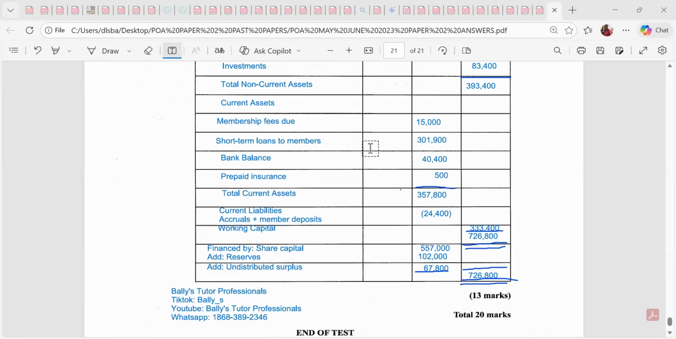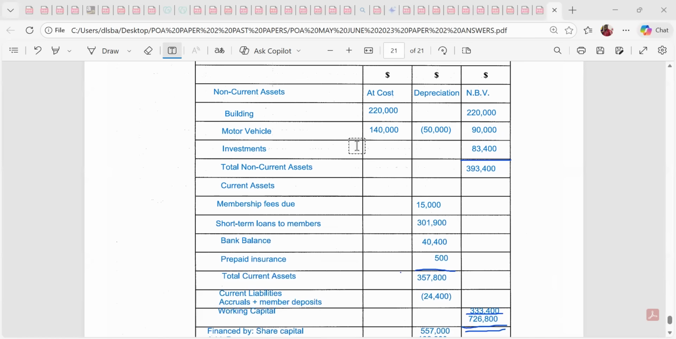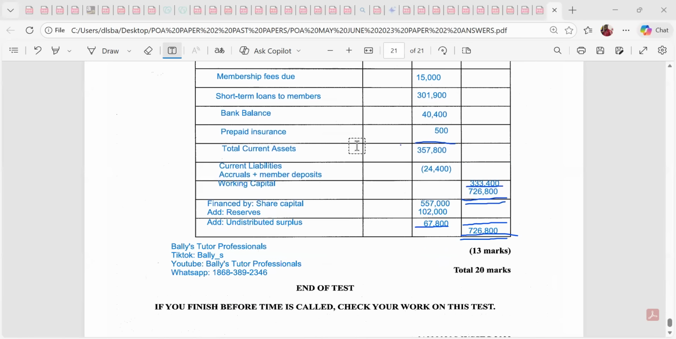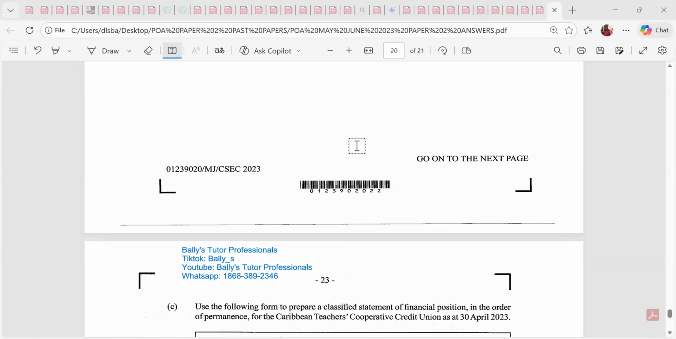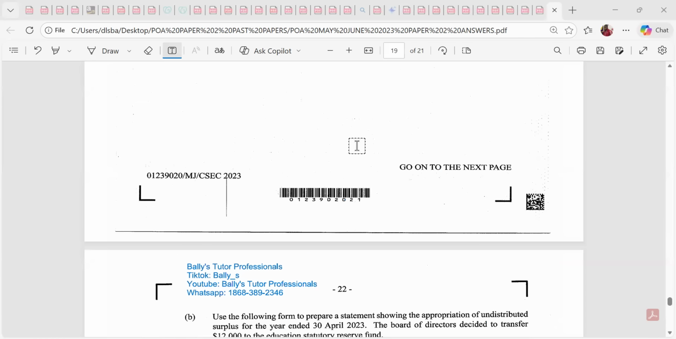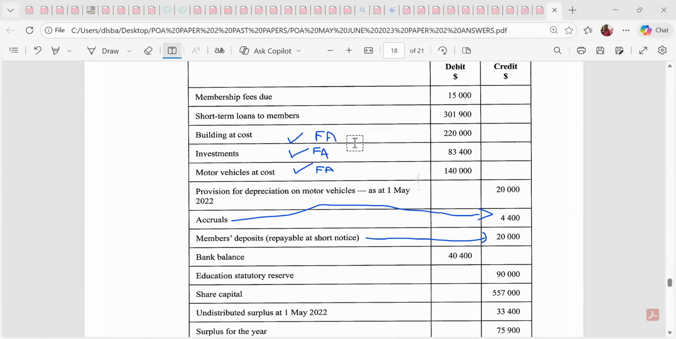It's very similar to company accounts, sole traders, etc. It just has one or two differences. So I'm just going to show you the one or two differences and we will finish. For one, we know our fixed assets: building at cost, investments, motor vehicle at cost. You see this here? Short-term loan to members. If that was a long-term loan to members, that would be a non-current asset or a fixed asset as well, right? But it isn't, so we will not look at it as a fixed asset.